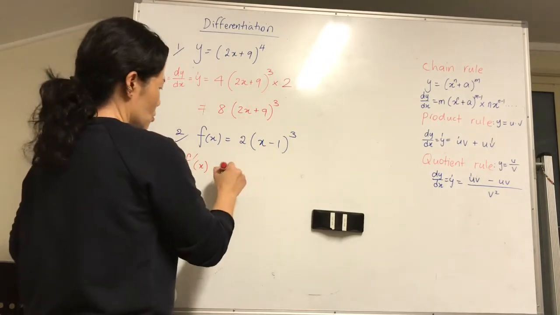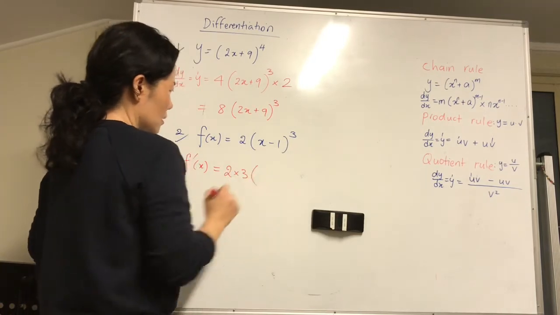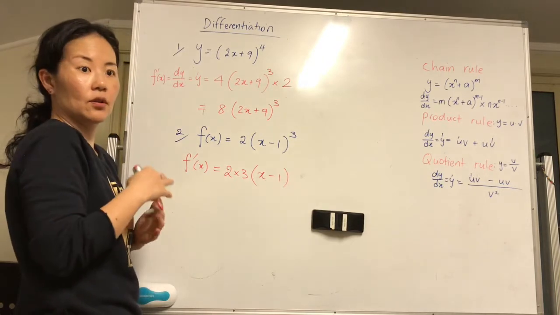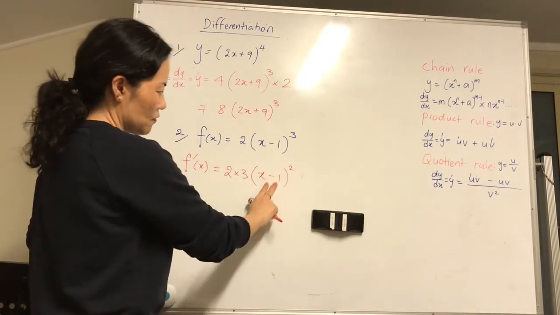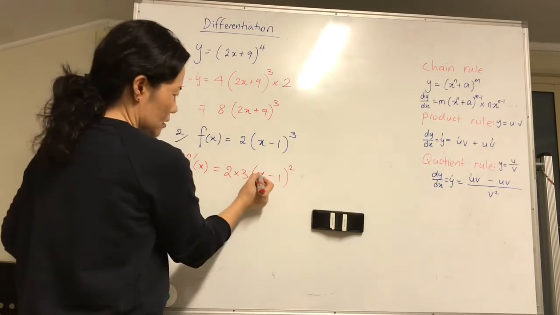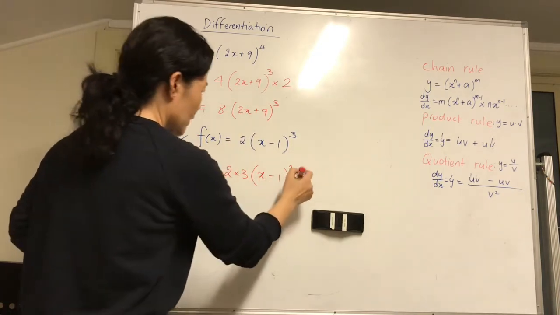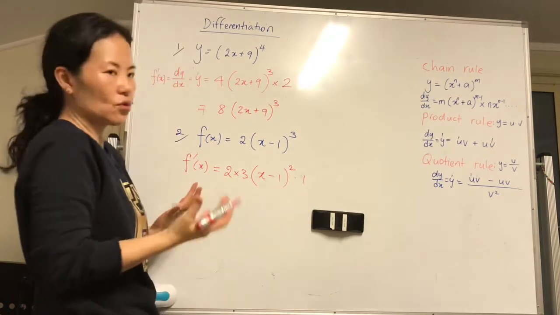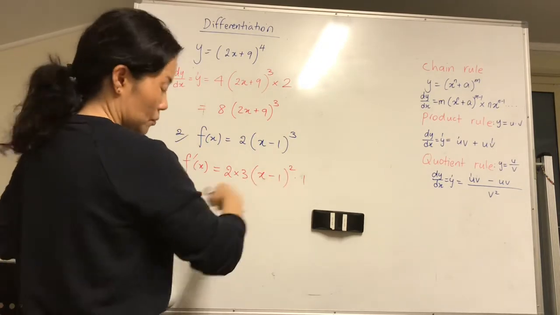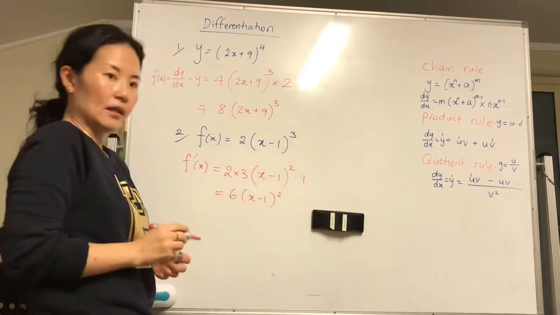Yeah. So it'll be 2 times what? 3, yeah. x minus 1 to the power of? 2. And what's the derivative of x minus 1? 1. It's always just whatever the coefficient of the x is going to be. Okay? So 1. I don't really need to do that, but just for visual pleasure, I'll just put that in. So what's this one? 6. Like that. Are we all good?